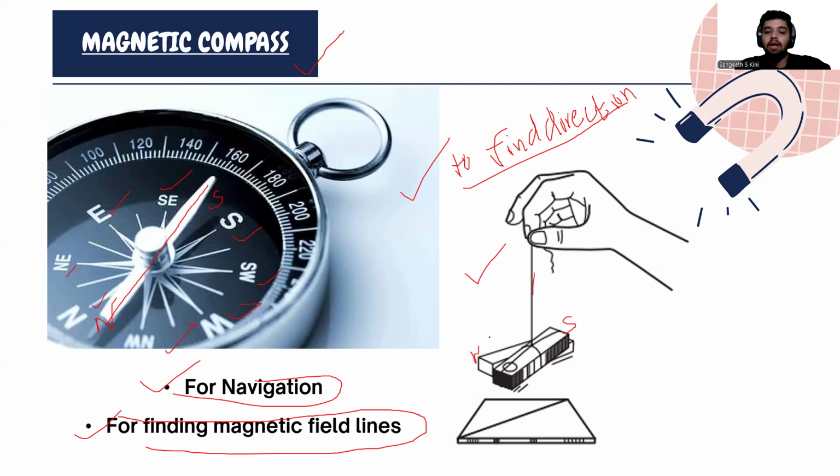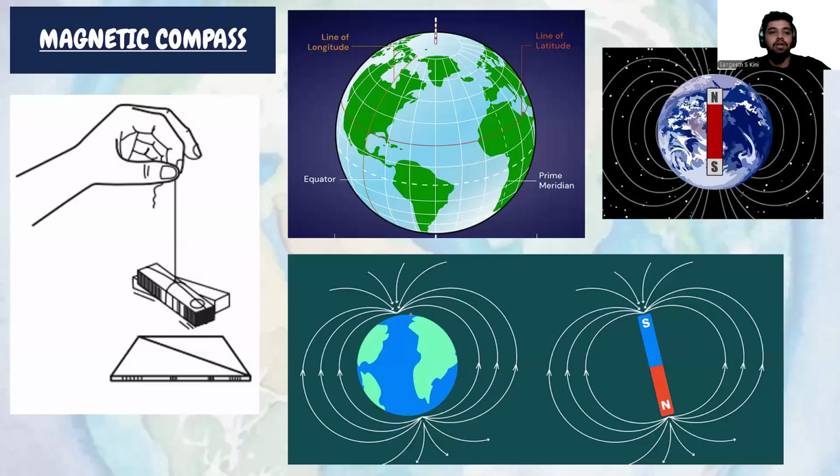What happens? It will automatically align to the Earth's geographical North Pole and South Pole. If you do this kind of experiment in your home, it will automatically align to the South Pole and the North Pole of the Earth, so that we can find which is the North and South direction and the East and West direction of the Earth.